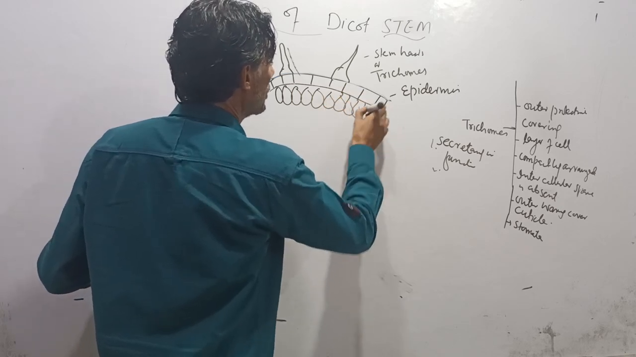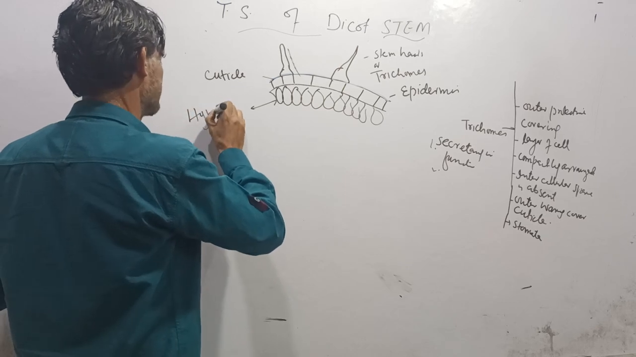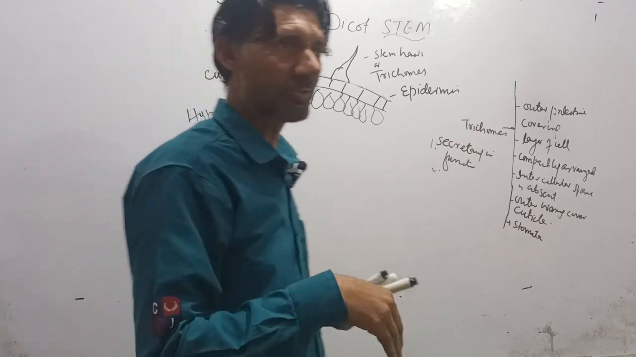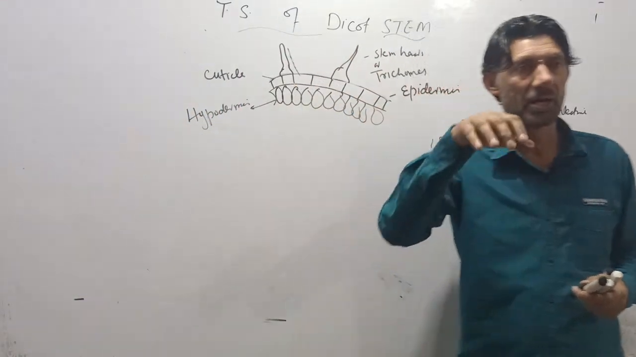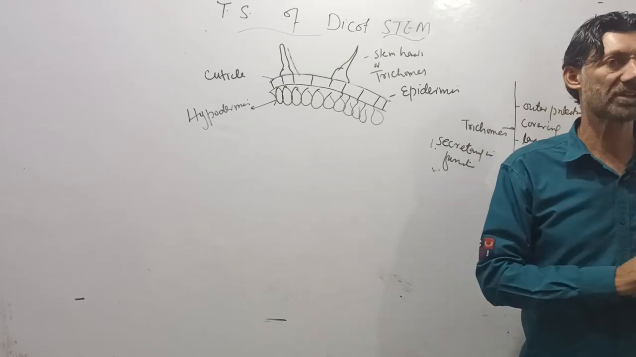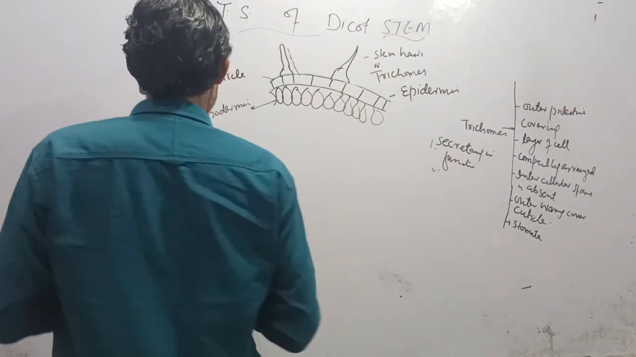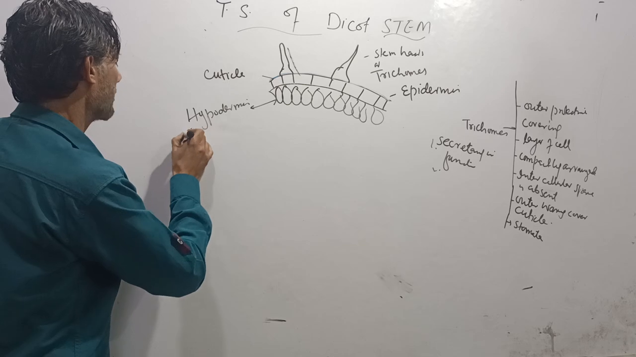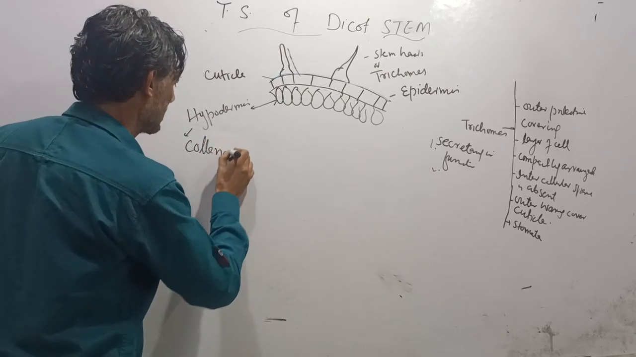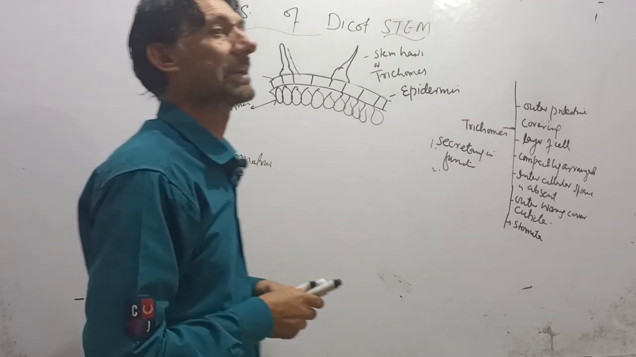Another tissue is called the hypodermis. Hypo means below, dermis means skin. The tissue layer beneath the epidermis is called the hypodermis. The hypodermis is made up of collenchyma in nature.